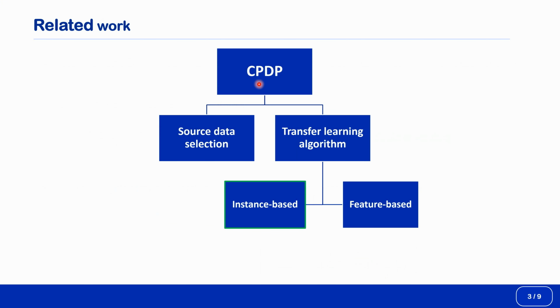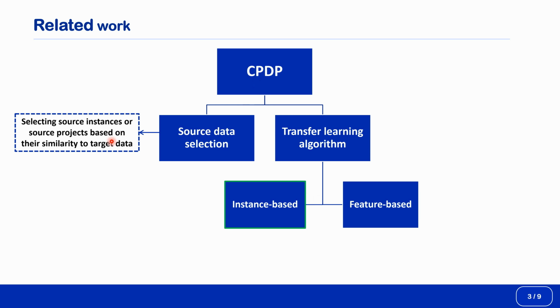Recently, more and more CPDP techniques have been investigated. CPDP techniques can be divided into 2 approaches generally. First, source data selection means selecting source instances or source projects based on their similarity to target data. The second approach is using transfer learning algorithms. TL algorithms used in CPDP are from two approaches: instance-based transfer learning and feature-based transfer learning.